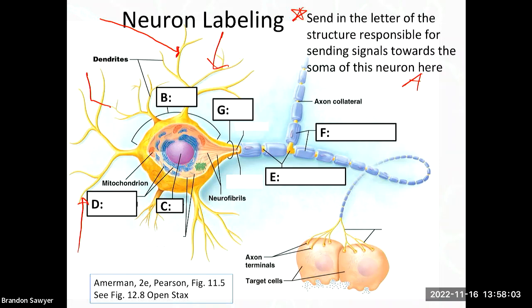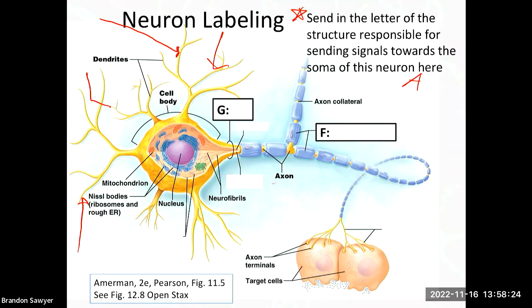Okay, so A is the dendrites. B, what do we call B? The soma, yeah, or cell body. Okay, C is obviously just the nucleus there. What's that special name for the rough ER there in D? Yeah, Nissl bodies. Okay, and then we see E. That is what?